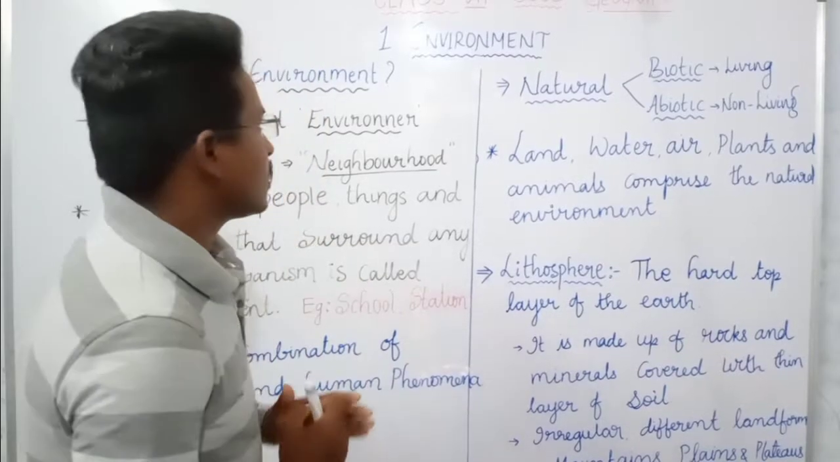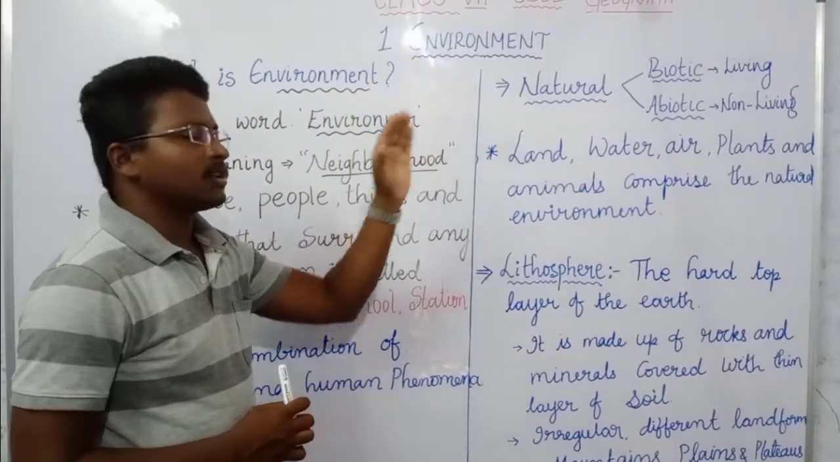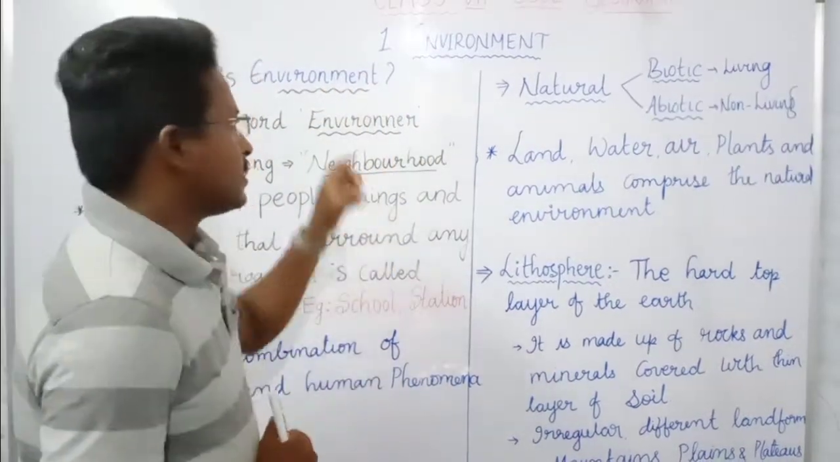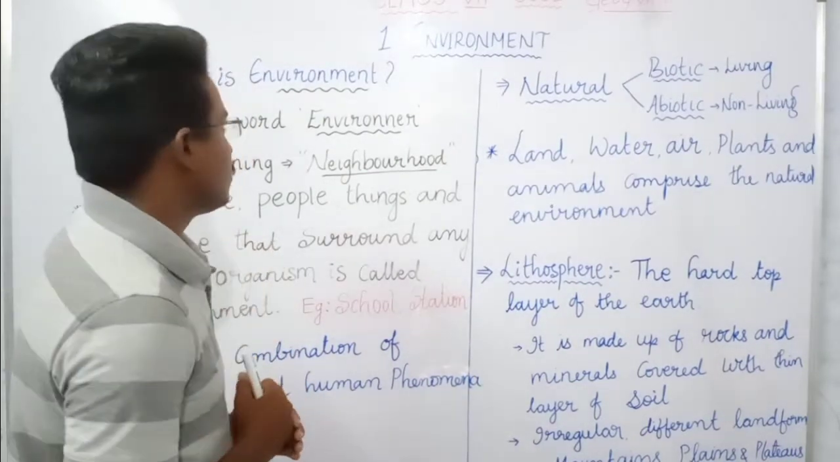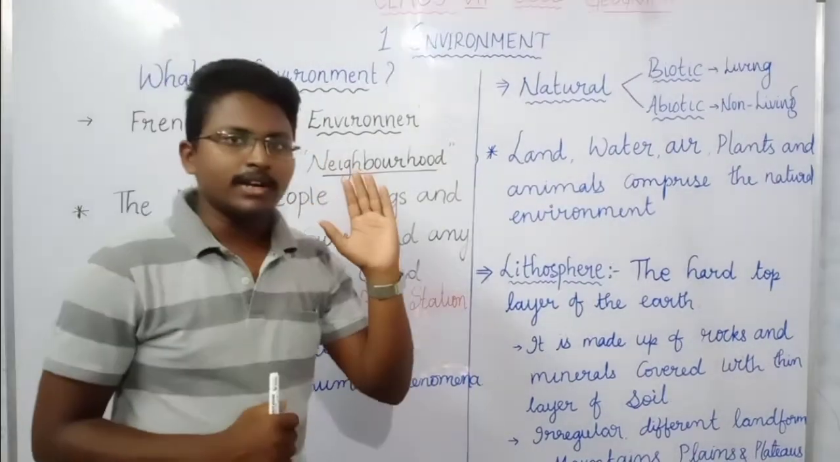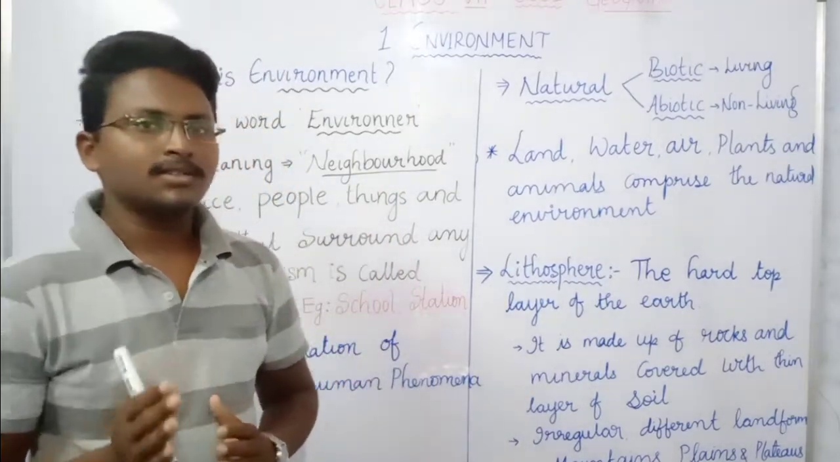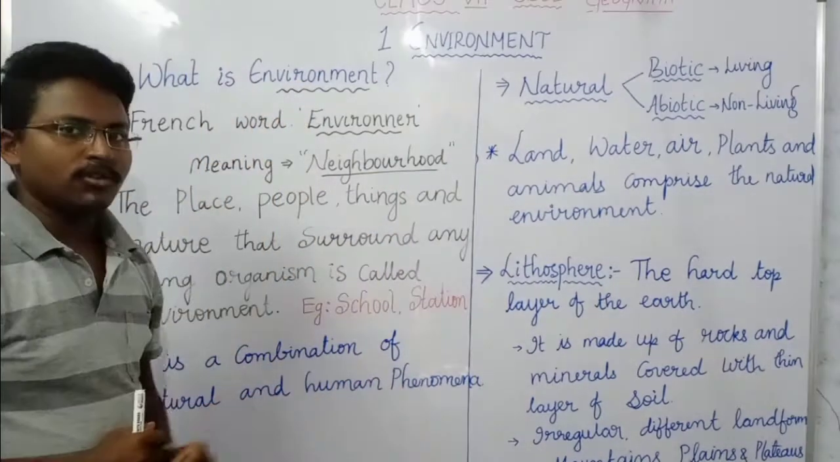Today we will talk about this class 7 CBSE geography first topic, that is environment. In this lecture we will see what is this environment and what are the different types of environment. First we will see what is environment.